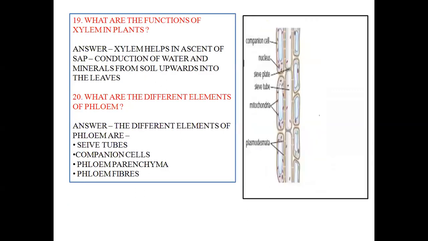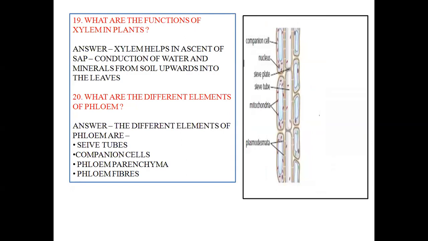Next is, what are the functions of xylem in plants? Now, xylem is mainly associated with conduction of water and minerals from the soil upwards into the leaves. This is the function of xylem in plants.